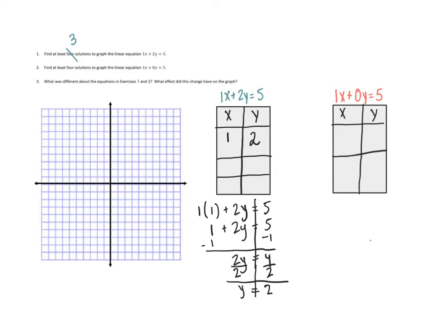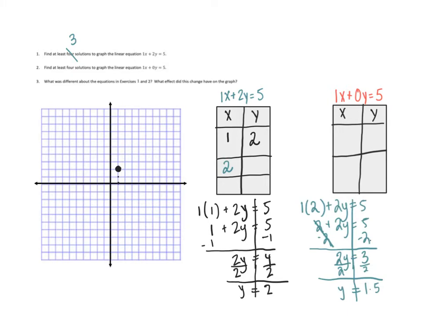So I'm going to plot this on my coordinate plane. I'm going to go over 1, up 2: 1, 2. And this is my first point. Okay, I'm going to do 2 more points to find this. So I'm just going to pause this video and work it out so that you don't have to sit through and watch me do that.